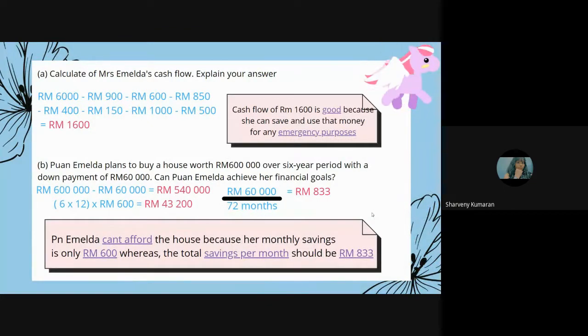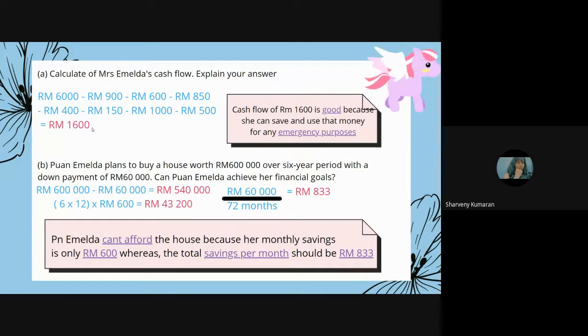Explain your answer. Based on this question, we have to do a calculation to find Mrs. Amelda's cash flow. Firstly, we have to take her salary, which is 6,000, minus housing installment, car installment, rental, utility bills, toll payments, groceries, and allowance for her parents. When I subtract all these, at the end I find that Mrs. Amelda's cash flow is 1,600. In conclusion, a cash flow of 1,600 ringgit is good because she can save and use that money for emergency purposes.